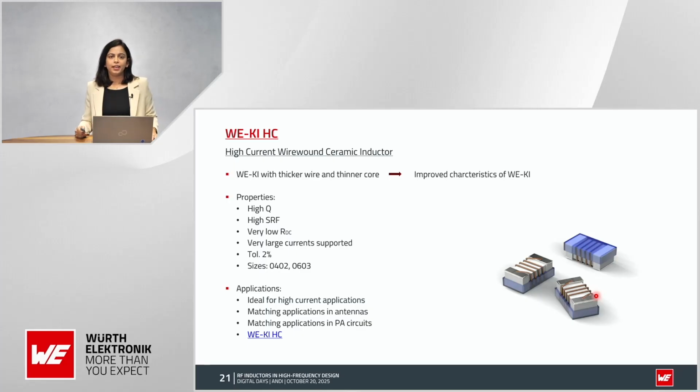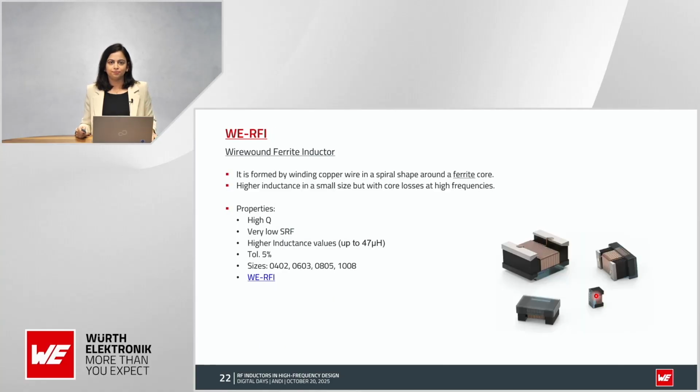Now we have WE-KI-HC, which is a high current wire wound ceramic inductor. This is WE-KI, but with thicker wire and a thinner core. So I can say improved characteristics of WE-KI. It has the same properties: high quality factor, high SRF, very low RDC, and very large current they can support. They come with a tolerance of 2% and are available in two sizes, 0402 and 0603. These are ideal for high current applications, matching applications in antennas, and matching applications in PA circuits.